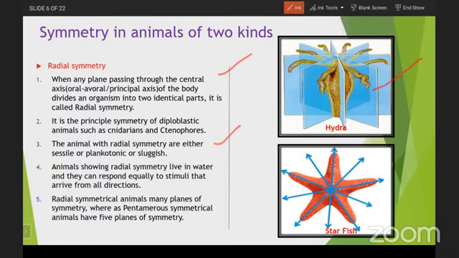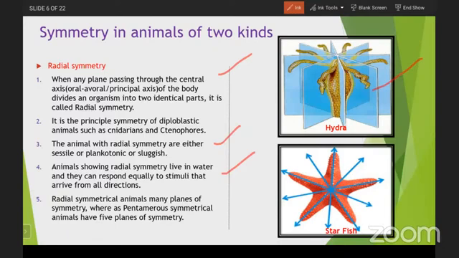Animals showing radial symmetry live in water and they can respond equally to stimuli that arrive from all directions. This is a very, very important point. Due to the lack of cephalization, meaning the head region, we are not able to observe a head portion. Due to the lack of that portion, they respond equally in all directions to any stimuli.